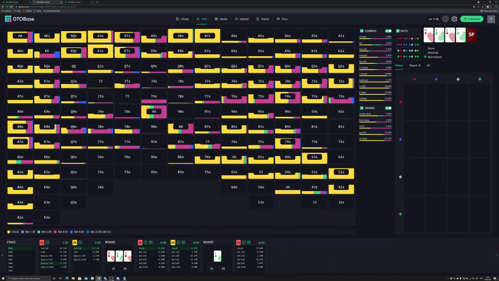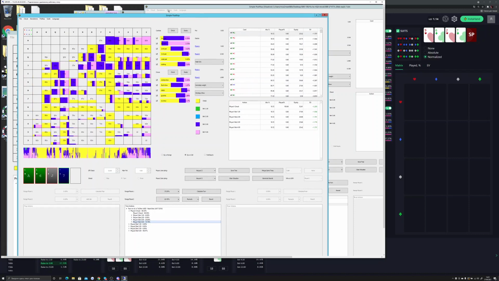Also, there is a feature I really like in GTOBase, but it only works if you have Simple Postflop as well. I mean, the only downside of GTOBase is that we see a perfect GTO strategy. But what if we think that our opponent will not play according to GTO? Well, in this case, we can copy the ranges from GTOBase and paste them into Simple Postflop.